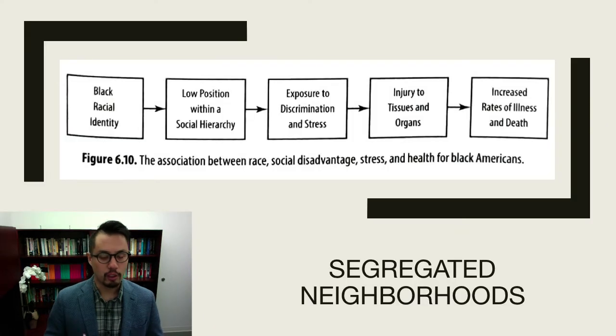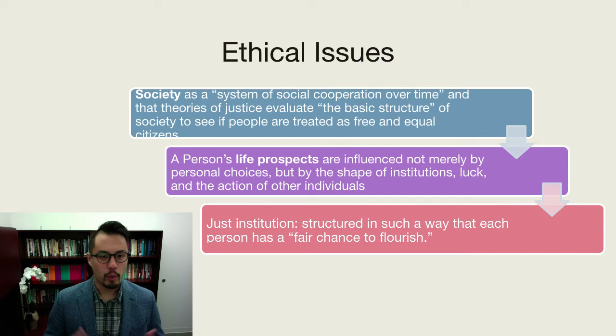Now, this graph shows the causal mechanism that links racial identity to bad health. So segregated neighborhoods, therefore, limit access to education, have concentrated poverty, lead to elevated levels of chronic poverty, and then have weak infrastructures and low social capital, which exposes residents to higher levels of environmental toxins as well. So what are some of the ethical issues raised by health disparities based on race?